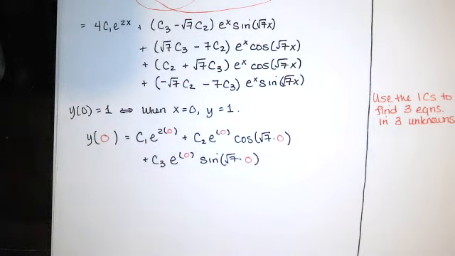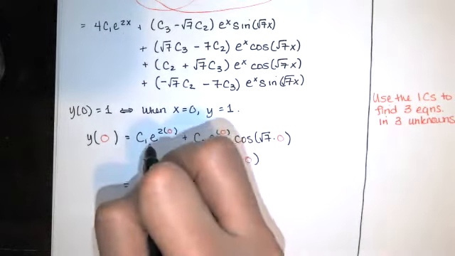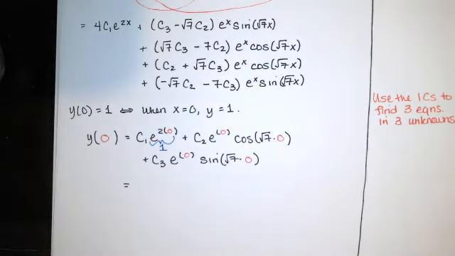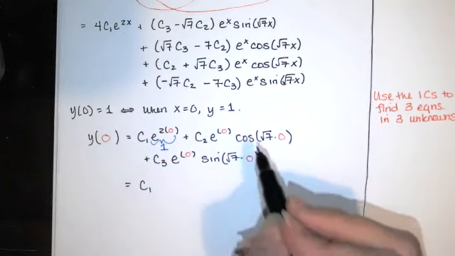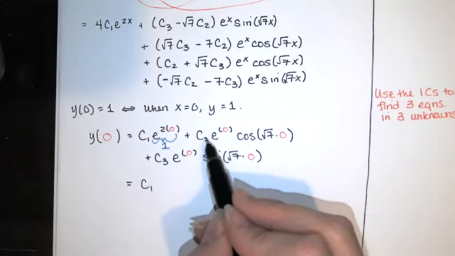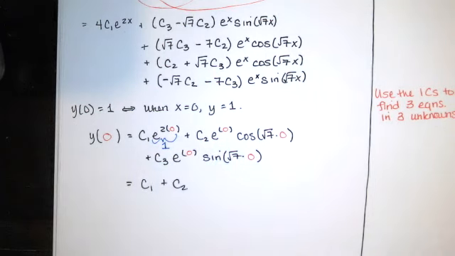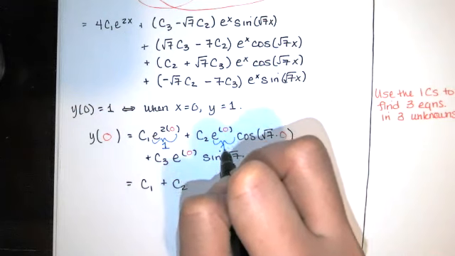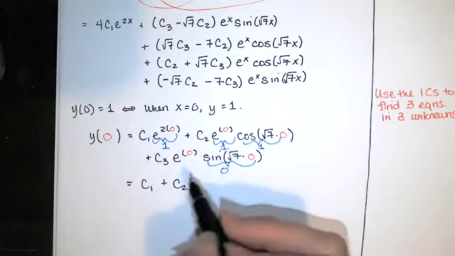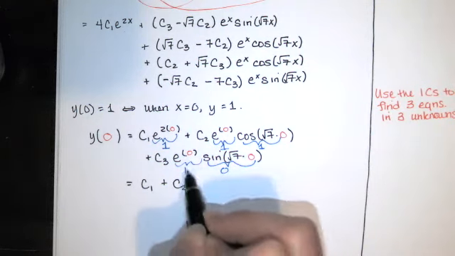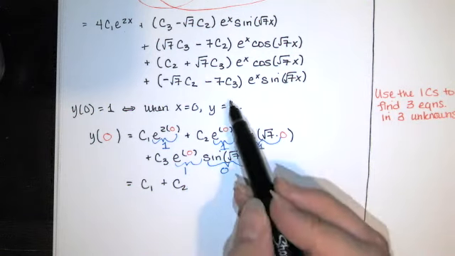E to the 0 is 1. So this first piece just becomes c1 times 1. So that's just a c1. Over here, we have an e to the 0, which is 1, times a cosine of 0, which is also 1. So we have c2 times 1 times 1. So it's going to be plus c2. And sine of 0 is 0. So I've got c3 times 1 times 0, which is, of course, 0. We're setting this result equal to 1.